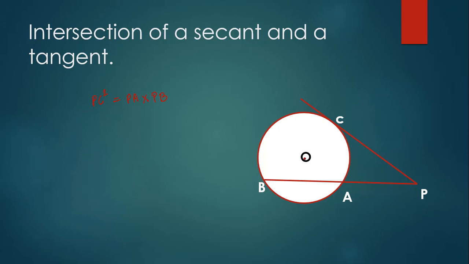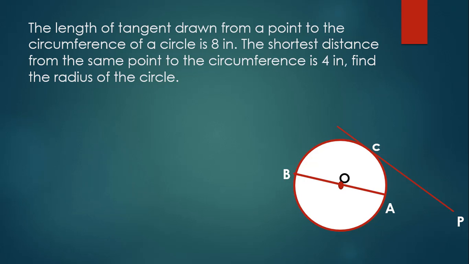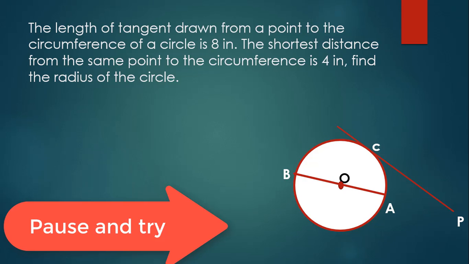Now let's solve a question related to this theorem. The length of tangent drawn from a point to the circumference of the circle is 8 inches. The shortest distance from the same point to the circumference is 4 inches. Find the radius of the circle. As always, I would like to request you to please pause the video and try to solve this question by yourself and come back to check your answer.